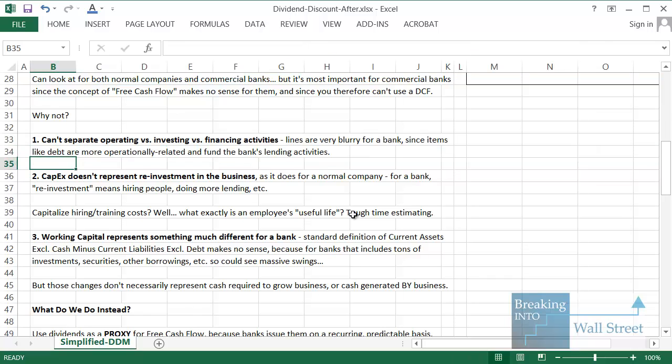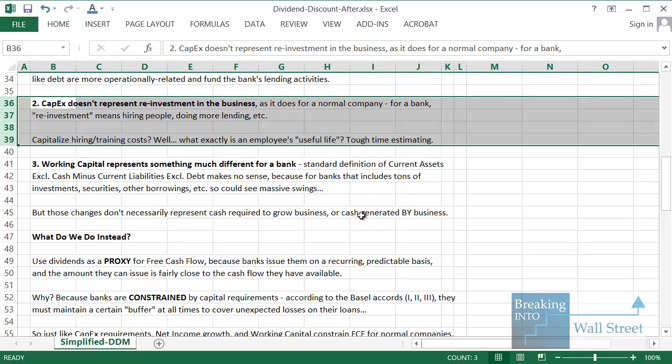So the lines between these categories are very blurry and the traditional way of calculating free cash flow just doesn't apply. Another problem is that capital expenditures, CapEx, do not actually represent reinvestment in the bank's business as they would for a normal company. For a normal company, if they buy factories or equipment or land or buildings, they're doing that to grow their business. But for a bank, reinvestment in the business really means hiring people, doing more lending, training their existing staff to work more effectively or cross-sell more products or something like that. And you could try to capitalize the hiring and training costs, but in practice, it's almost impossible. You can't estimate a useful life of an employee. It's hard to standardize this. It's hard to come up with really good metrics around it. Whereas with capital expenditures, you can always just look at the cash flow statement.